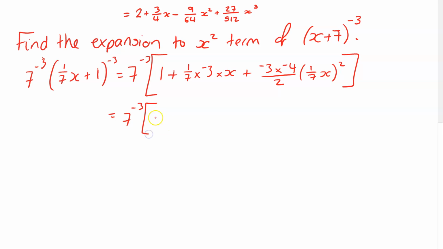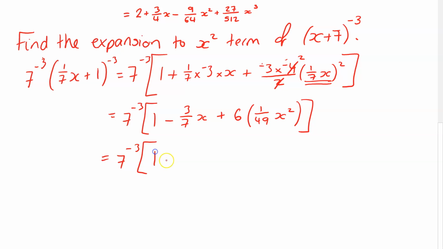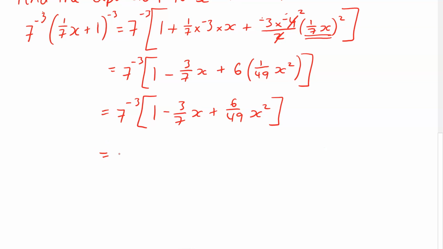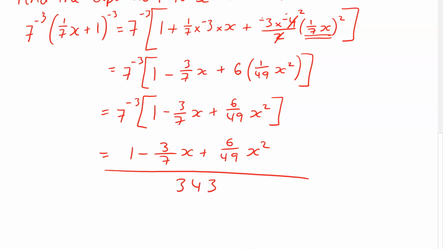So we get, tidying up, 1 minus 3/7 x. We've got a minus and a minus, so we're going to get a plus. The 4 and the 2 can cancel to 2, so that is going to be 6. And then times by, if you square this bracket, you're going to get 1 over 49 x squared. Tidying up one step further, so I get 1 minus 3 over 7x plus 6 over 49 x squared, and 7 cubed is 343. So I'm not going to divide through by 343. I'm just going to write it as a fraction. You could absolutely simplify that through, okay, if you needed to.